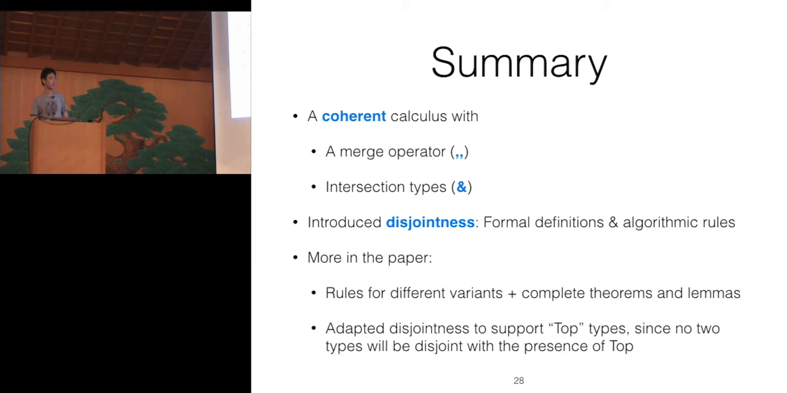And more in the paper, there are different variants of the disjointness constraint, because for some types, you might want top in your type system if you are a fan of OO programming. And our calculus is also able to cater to that. And we also have the complete theorems and lemmas for all those different versions.